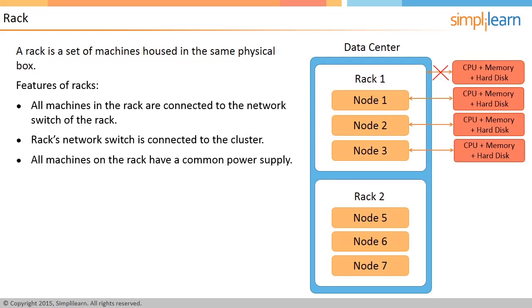It is important to notice that a rack can fail due to two reasons: a network switch failure or a power supply failure. If a rack fails, none of the machines on the rack can be accessed. So it would seem as though all the nodes on the rack are down.